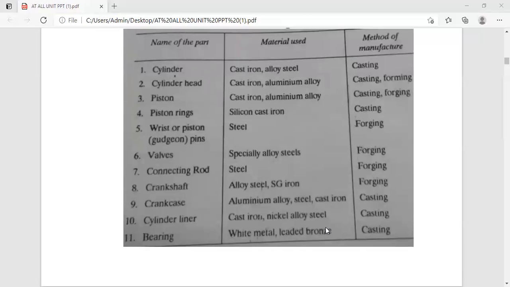This is a very important part, because at the time of the MCQ, they are going to ask you the material and the method of manufacturing. Also at the time of the oral, they are going to ask what is the function of the different parts of the IC engine. So are you getting a clear idea about the different parts?